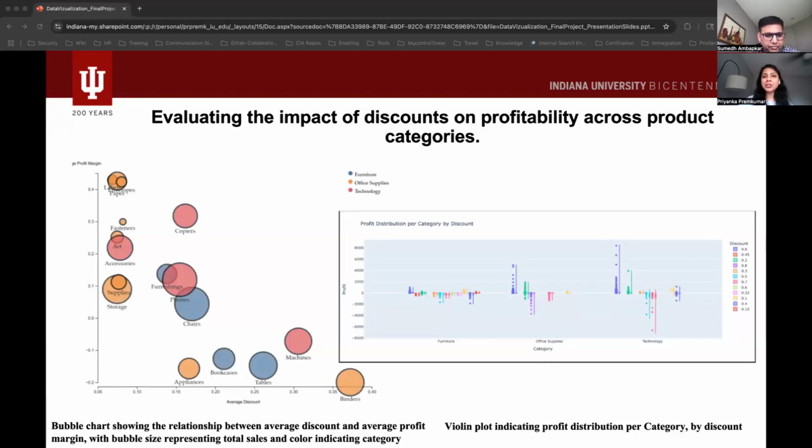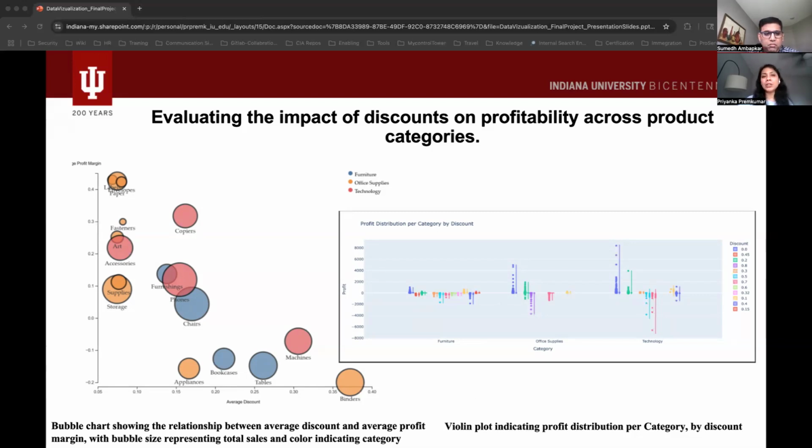In furniture, furnishings had higher margins and low discounts but low sales, suggesting growth potential. Bookcases and tables showed losses due to heavy discounting. In office supplies, labels and paper were profitable, while the binders had high sales but negative margins, signaling a need for a pricing review. In technology, phones sold well but had thin margins. Copiers were highly profitable, and machines lost money due to steep discounts.